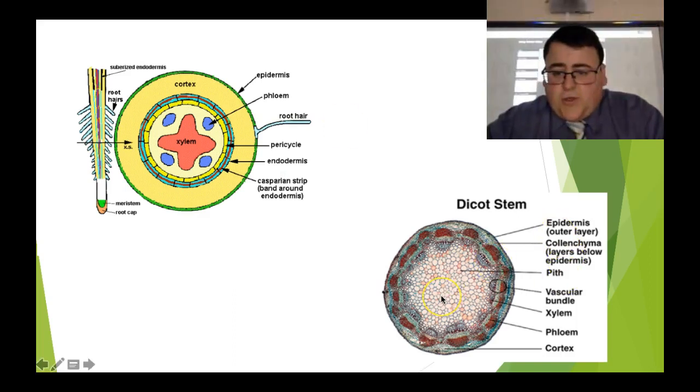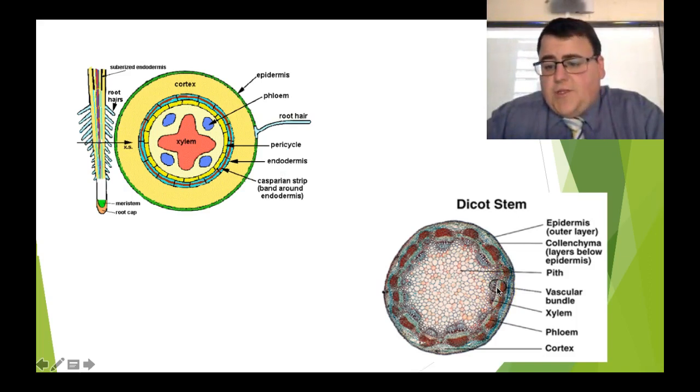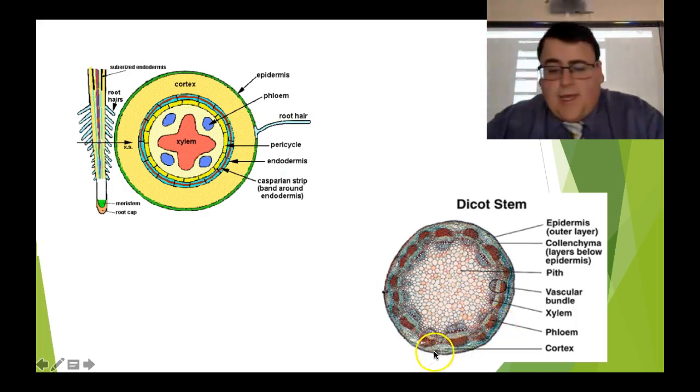We also have a cross-section of a stem from a dicot. Again, you're going to need to have your epidermis, which is the outside layer. You'd definitely be talking about the pith, which is all through the center of the stem here. You've got your vascular bundles, your vascular bundle over here. Your vascular bundle contains your xylem and your phloem. The xylem is on the inside, facing the pith, and your phloem is on the outside towards the epidermis. It's also worth noting that your cortex is there as well.